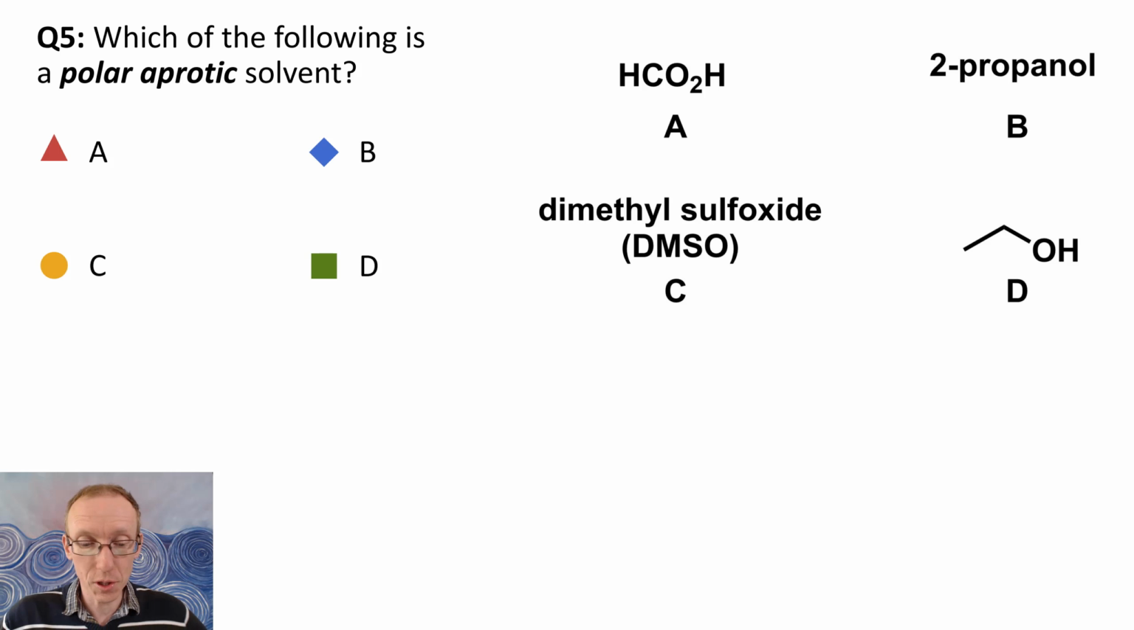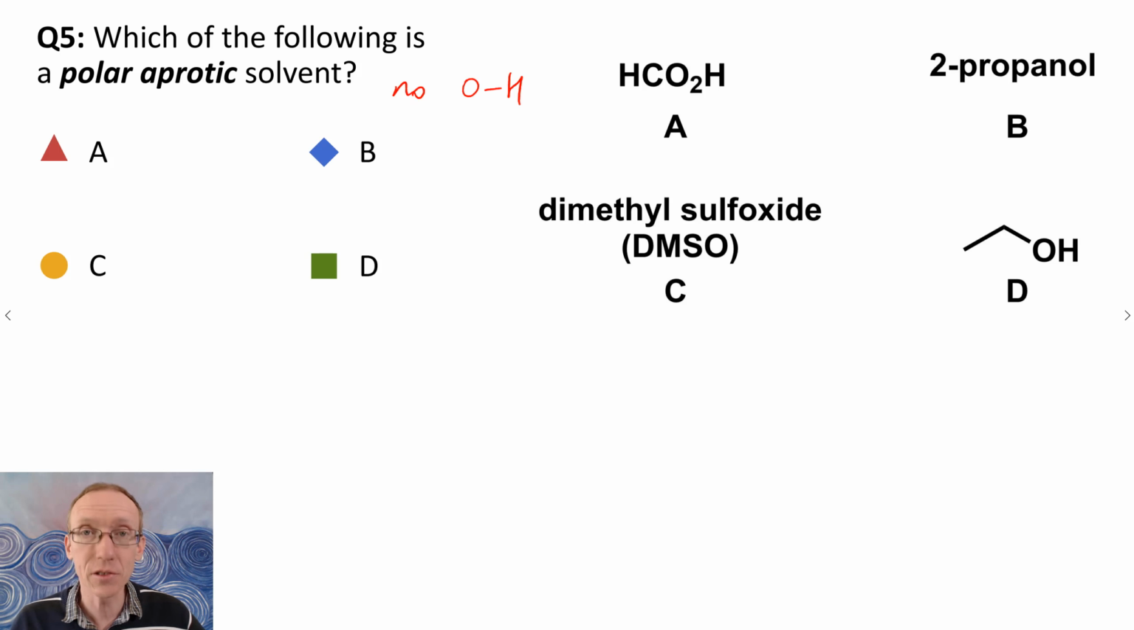Okay, question 5. Which of these molecules is a polar aprotic solvent? They're all polar because they have bonds between atoms of different electronegativities. However, to be aprotic, we need to have no OH bonds. We could think of some examples where we have other elements attached to hydrogen, and we'd call that a protic group, but really oxygen-hydrogen bonds are the ones we're most interested in terms of solvents. So let's just expand C here.